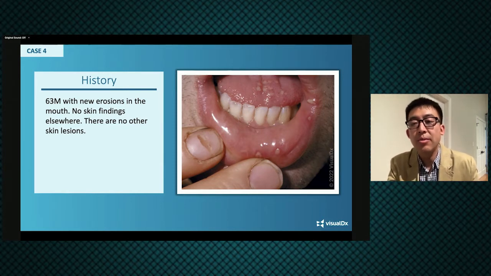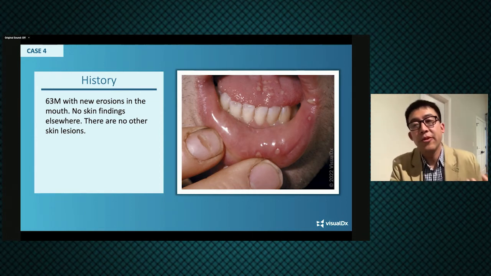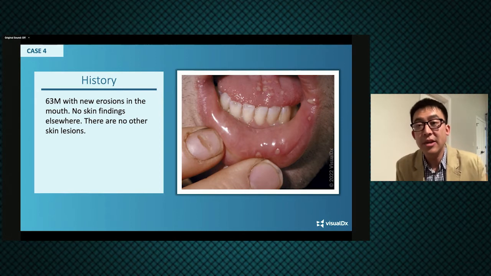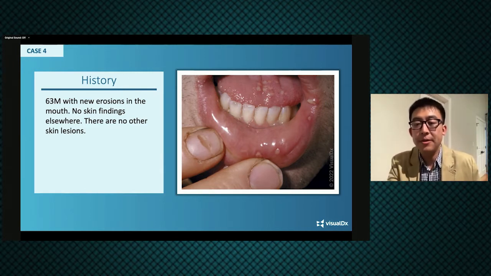So I would pause for a second and think about what this differential might be. For those of us who see this in clinic, if we only saw this, there are no other skin lesions, I think many of us would start to think about, could this be herpetic? Is this something that needs to have a viral swab to make that diagnosis? Could this be something different, like aphthous ulcers? Could this be Behçet's in the right type of patient? But the differential is quite broad. Well, let me show you what we might commonly see when it's not in the mouth.